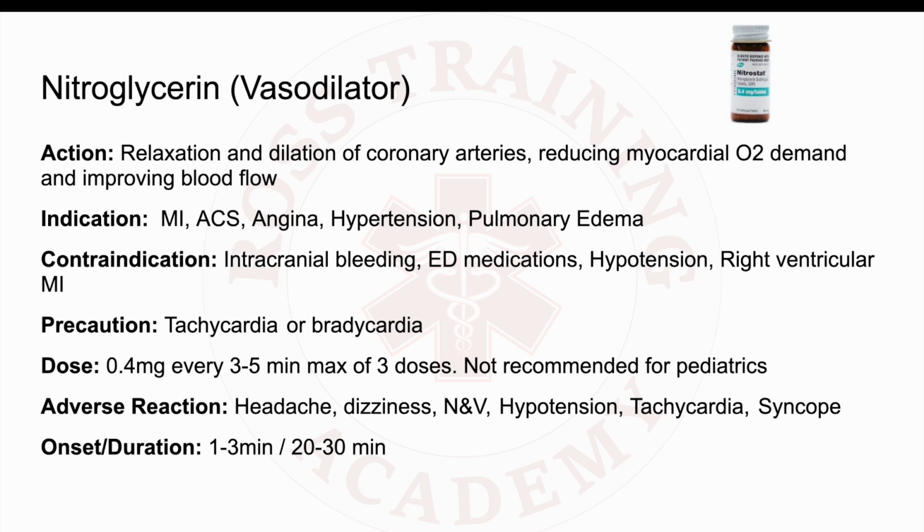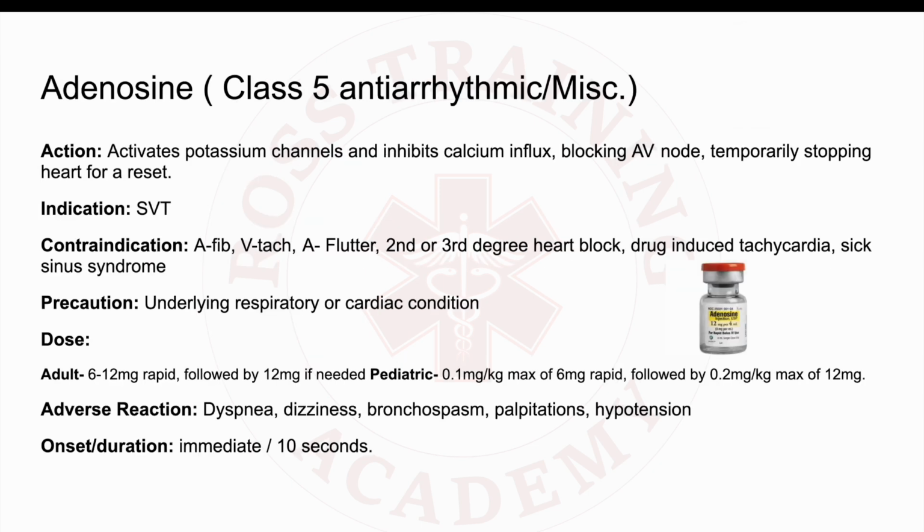The dose is going to be 0.4 milligrams every 3 to 5 minutes for a max of 3 doses. And then this is not recommended for the pediatric patient. An adverse reaction is going to be headache, dizziness, nausea and vomiting, hypotension, tachycardia, and even syncope. The onset is going to be 1 to 3 minutes, and then the duration is going to be 20 to 30 minutes.